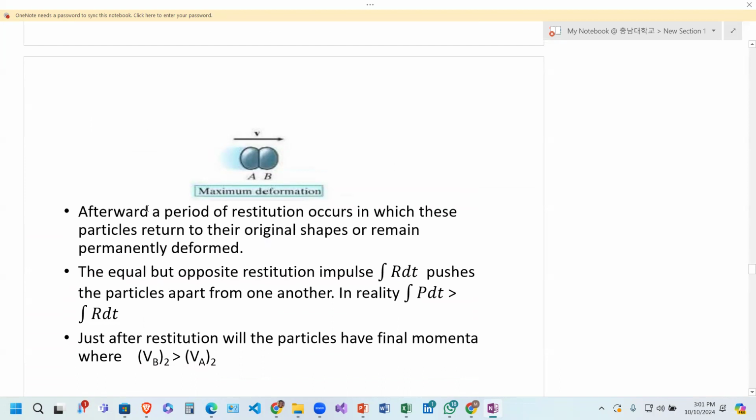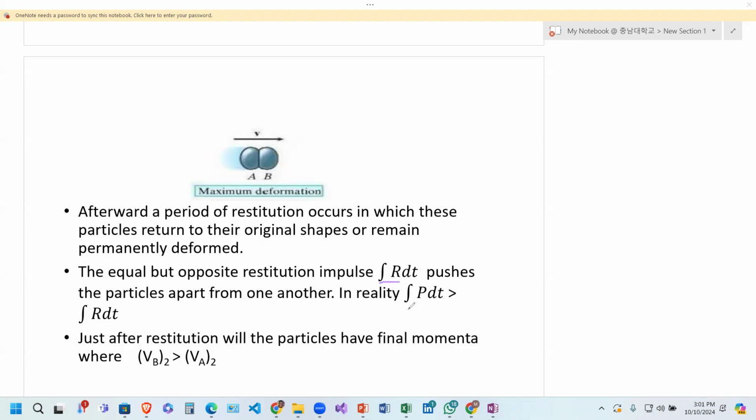Okay, so now also the equal but opposite restitution impulse. We are going to look at this restitution impulse, which occurs after the reaction, where we have another force, the restitution force, times the time change, which now pushes these particles apart from one another.